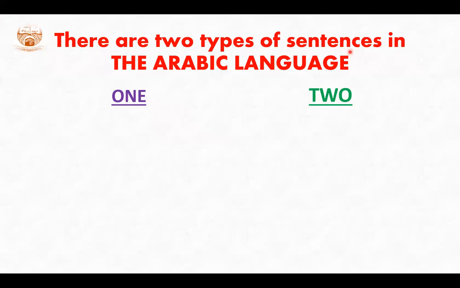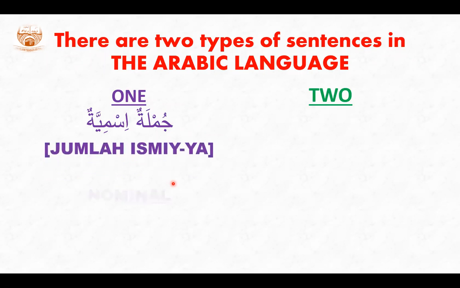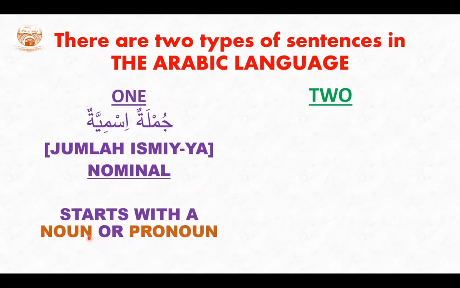So there are 2 types of sentences in the Arabic language. What are these 2 types of sentences? Jumlatun ismiyatun, it is a nominal sentence. What is a nominal sentence? If you look at the word nominal, you really get a noun from that. Nominal, it starts with a noun or a pronoun. A nominal sentence starts with a noun or a pronoun.